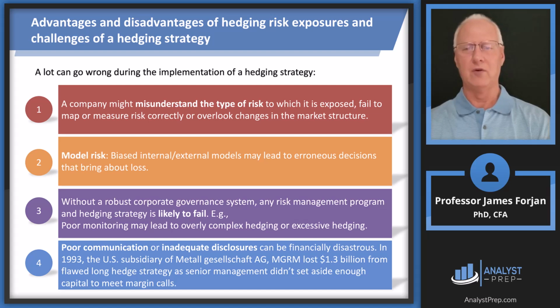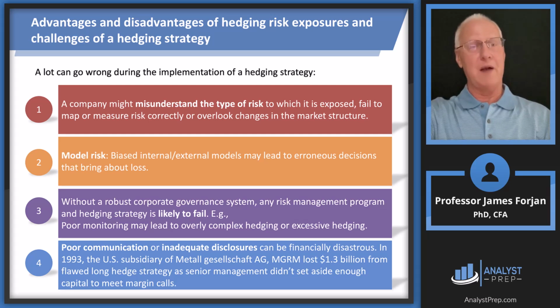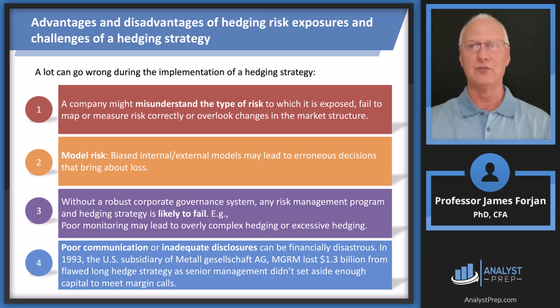Poor monitoring, overly complex hedging or excessive hedging. And then this MG Refining and Marketing, what they did was they took a position in a derivative and they were losing in the derivative, but they were winning in the spot market. So this was a good hedge. However, the losses in the derivative market were so massive that they had to meet some margin calls.